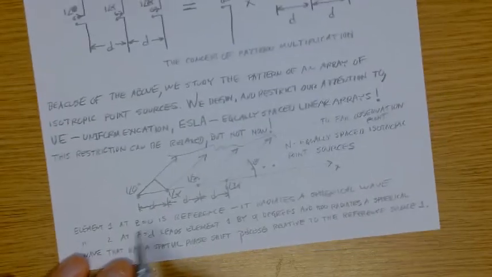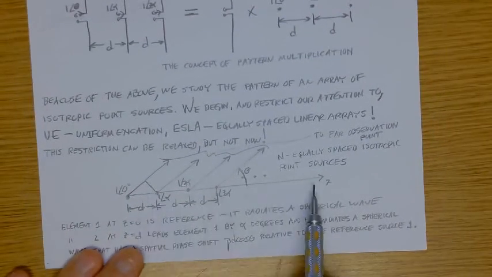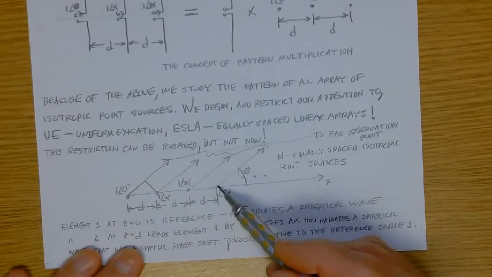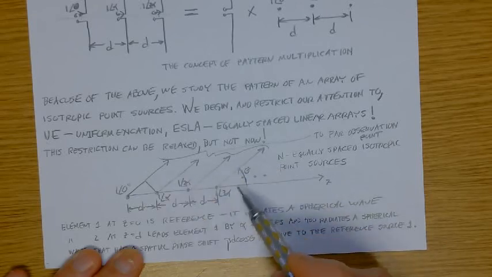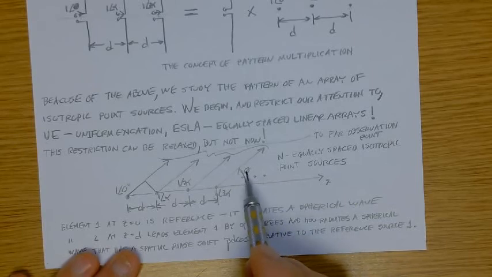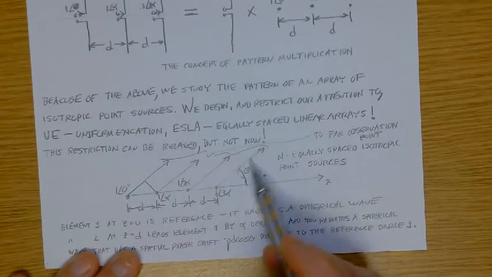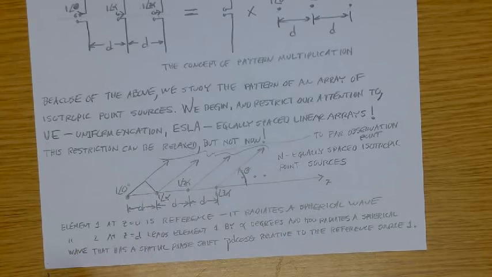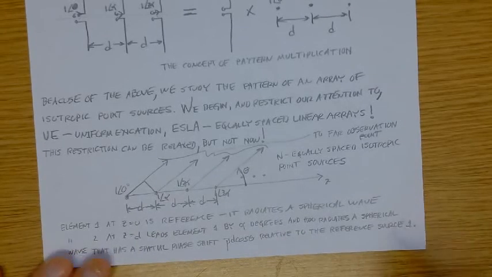Probably not. So again, here's this array of isotropic point sources. Point source 1, 2, 3, down the array. These are the rays out to the observation point. So we're looking in the direction theta, and we want to know in that particular direction how these sources add up. In the direction theta, what is the amplitude of the superposition of the fields from each one of these isotropic point sources?